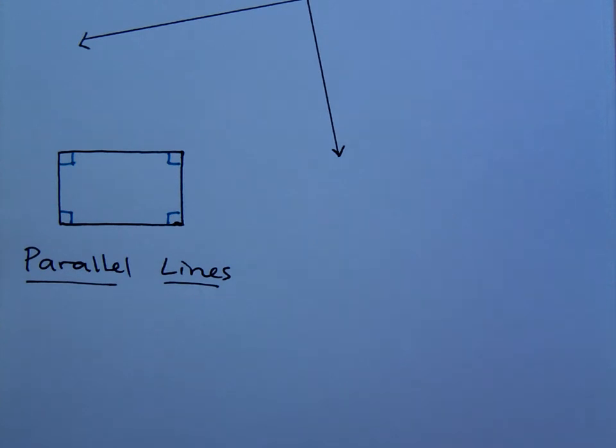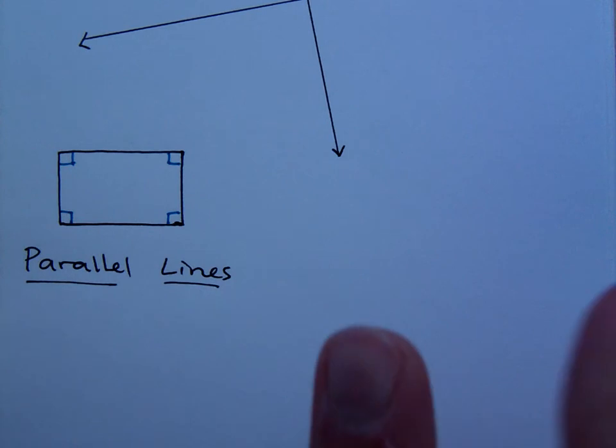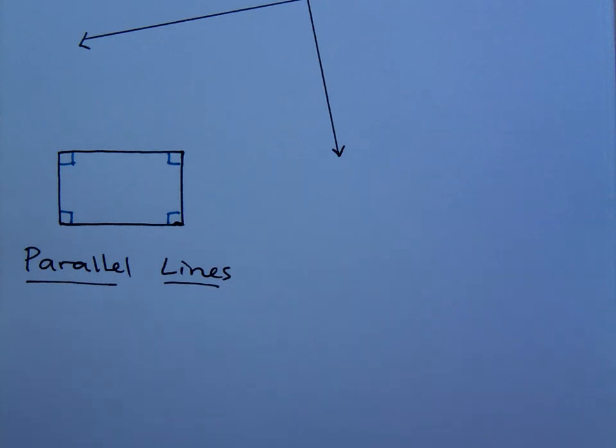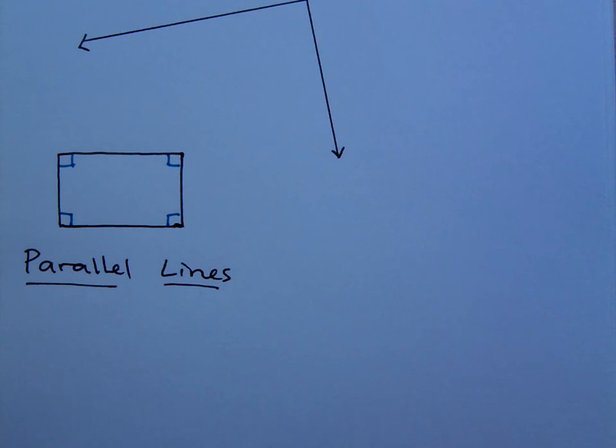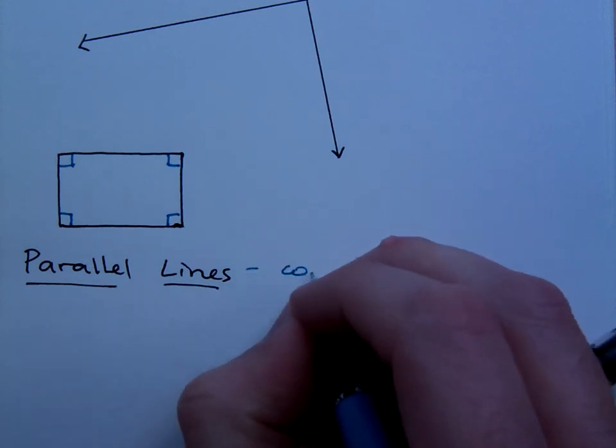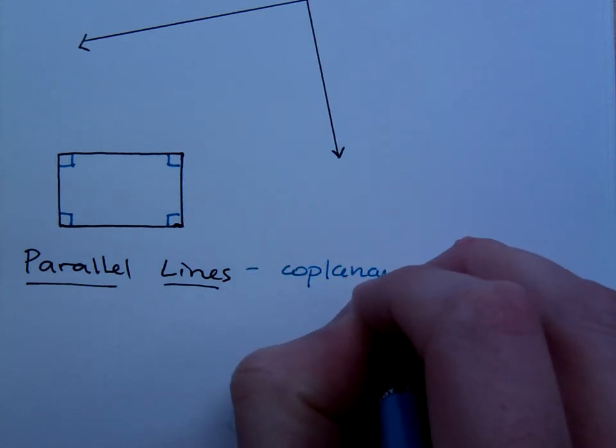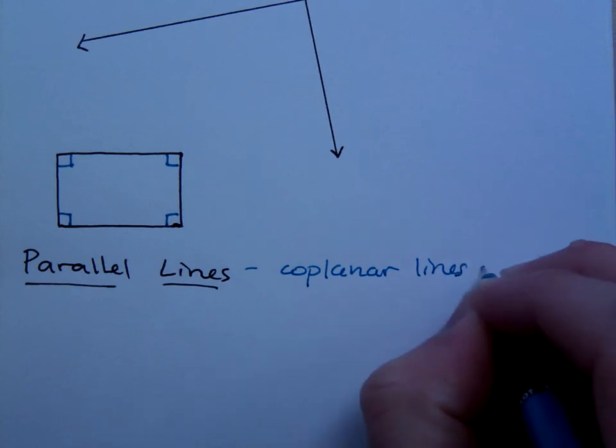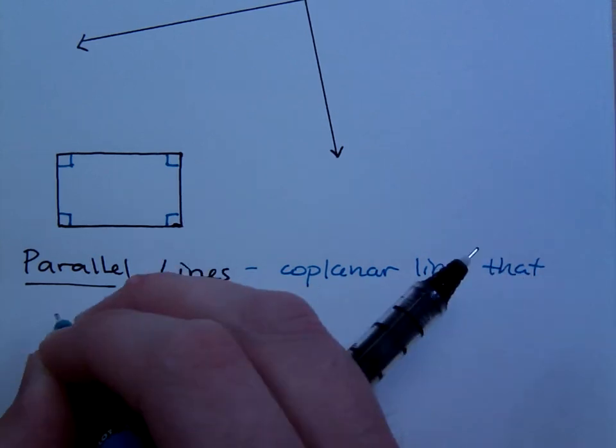They run side by side, so they can't be too far apart, right? Or they won't be parallel? Because you said side by side. Here's a fancy definition for you. You're going to love this. These are coplanar lines. Coplanar lines that never intersect.